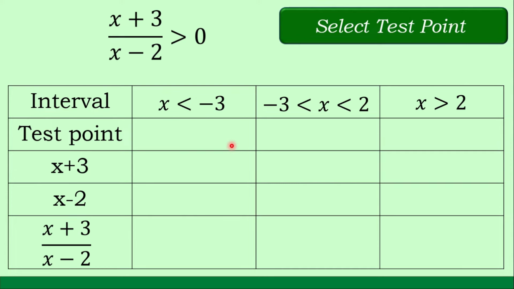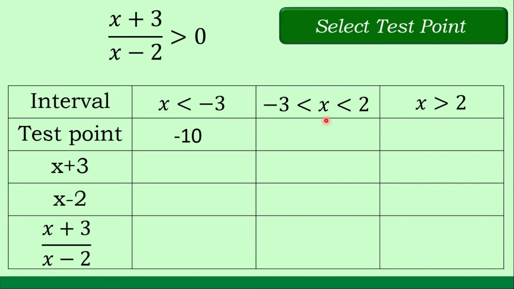So what I mean by that is, for example, let's focus on the first one. X less than -3. So find a number that is less than -3. Any number will do. You can use -4, -5, so on, like -10, -100, or -1000. It really depends on you. For this example, I will use -10. That will be easier for me every time I substitute that value to the numerator or denominator. But again, you can choose any number that you like as long as it satisfies this condition.